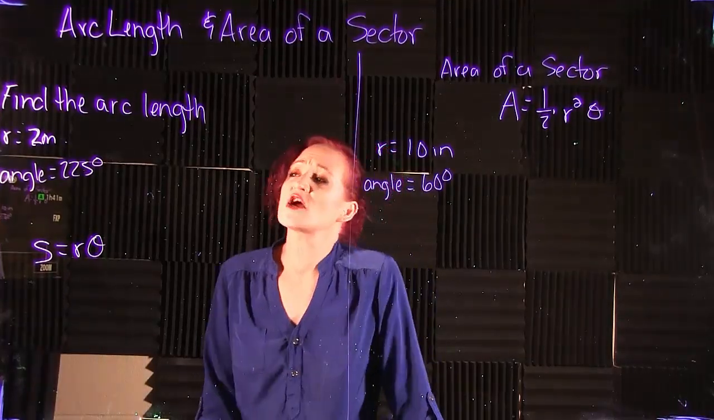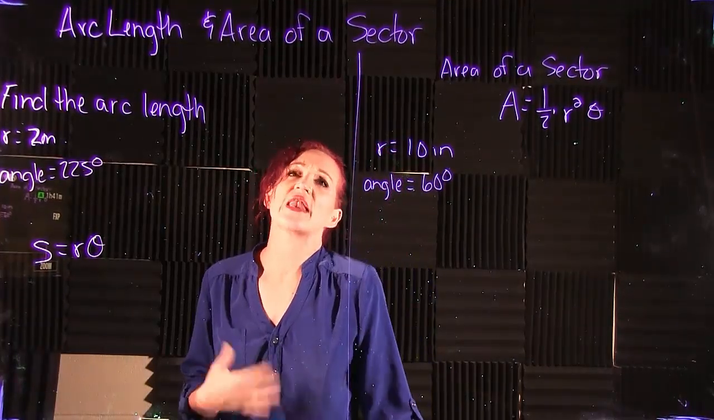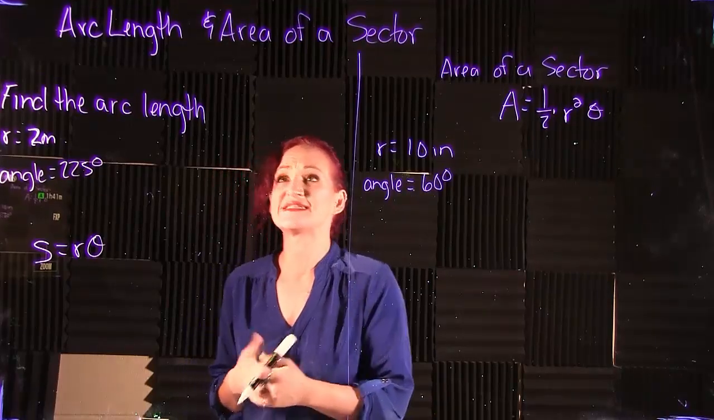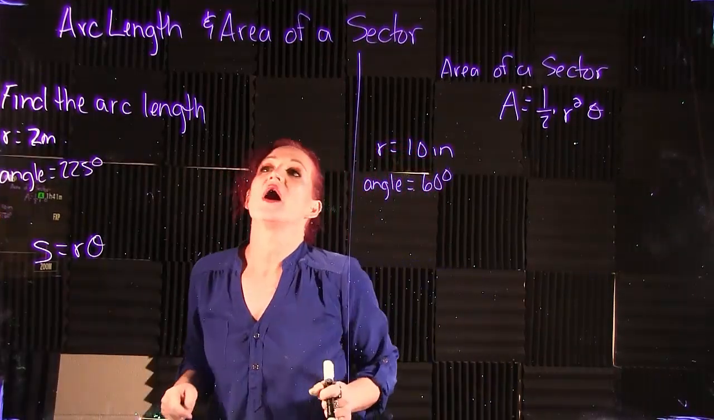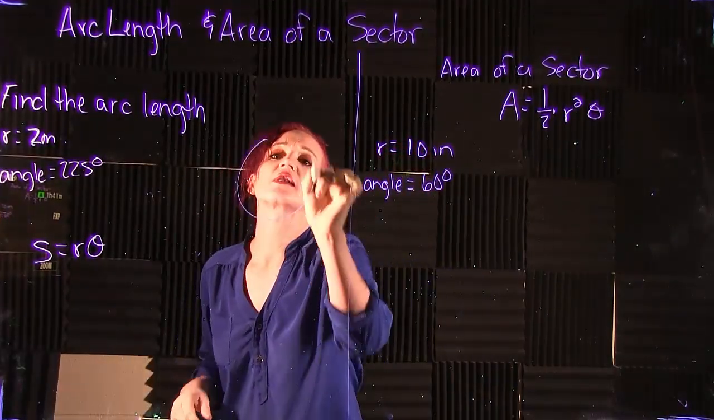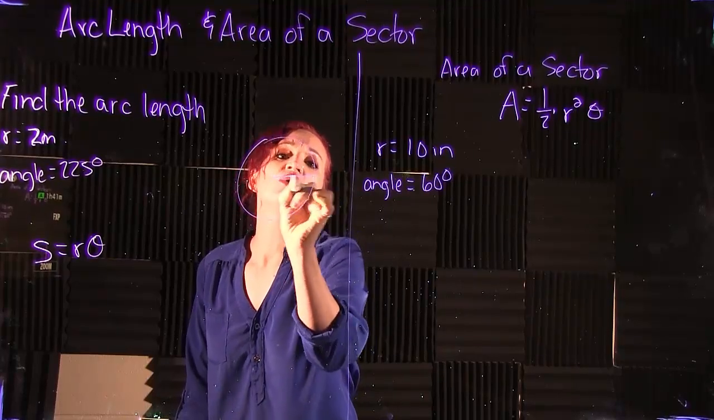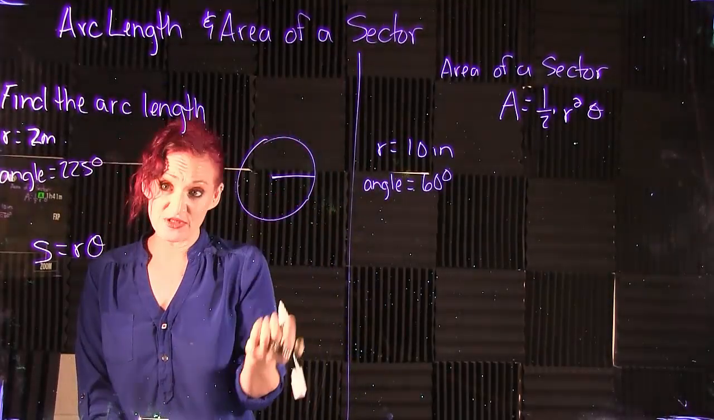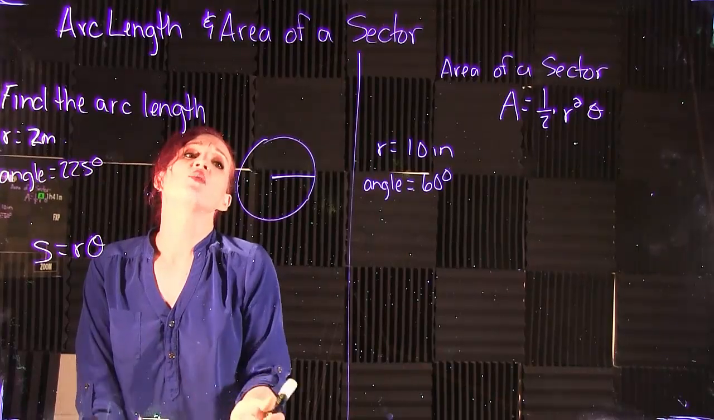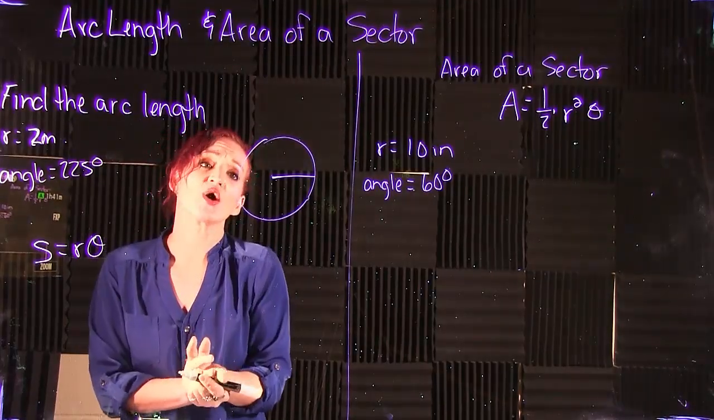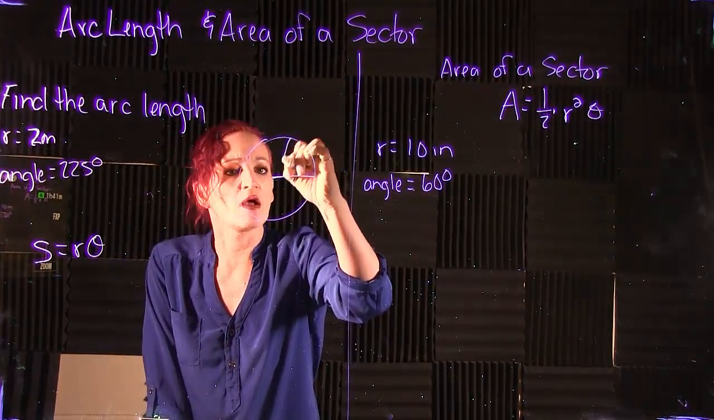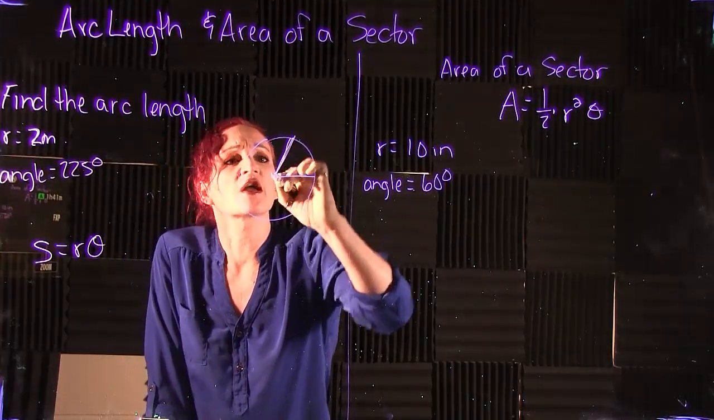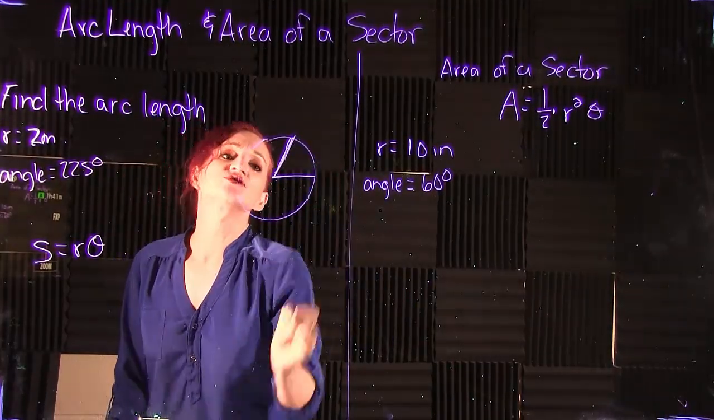So let's talk about how do we find arc length and how do we find the area of a sector here. So whenever we're finding arc length, we need to know the radius of the given circle that we're talking about. We also need to know how big of an angle we're talking about. Let's say we're talking about this angle here. So we need to know the radius.